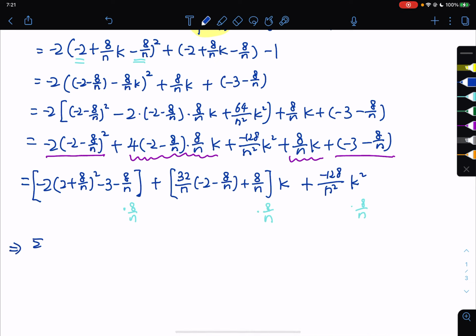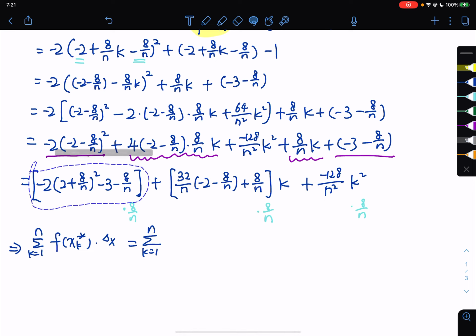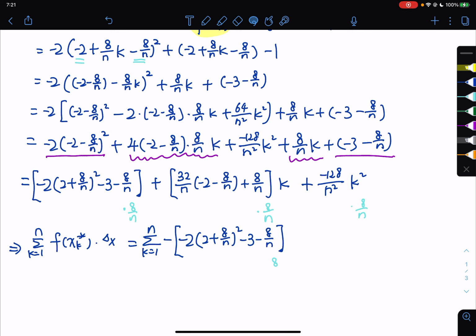So when I have sigma, k goes from 1 to n. When we get f of x k star multiplied by delta of x, what I could have done is I could have separated all three terms and then factor out the shared expression. So it's a sigma summation, k goes from 1 to n. The first one is this, right? And that term is multiplied by delta x, which is 8 over n. Okay, that's my first one.